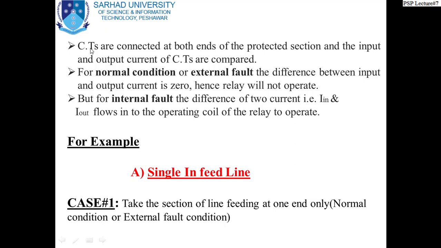Now see this example. Let's say we have a single in-feed line. A single in-feed line is a line where there is no backward current, it is supplied in only one direction, like radial feeders. It is fed only from one end, with no second-end feeding. So case number one, take the section of line fed at one end only. First we take the normal condition or external fault condition.